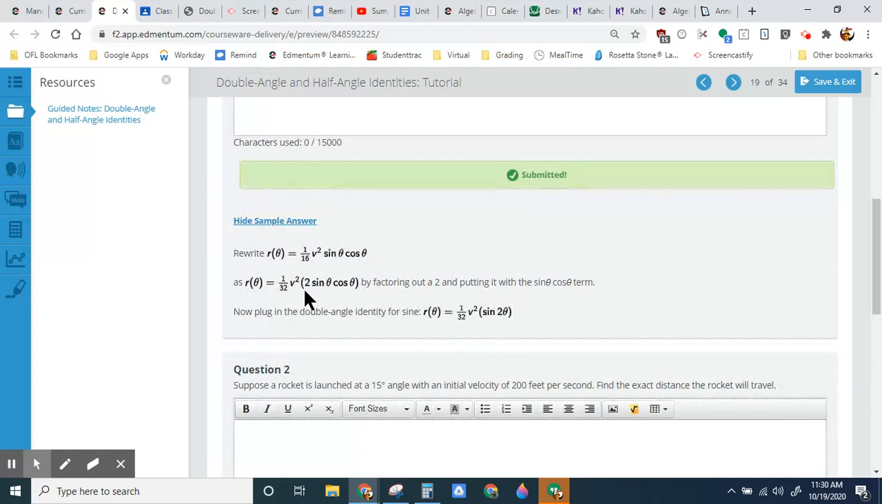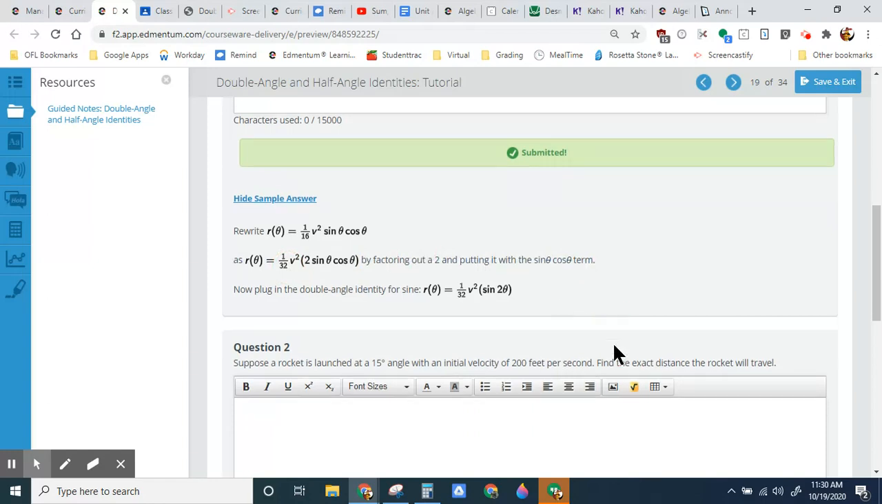So that's what they're doing right here. We're replacing it like that. They kind of did it a little differently. They divided by two earlier by factoring out the two. So we can just do that.